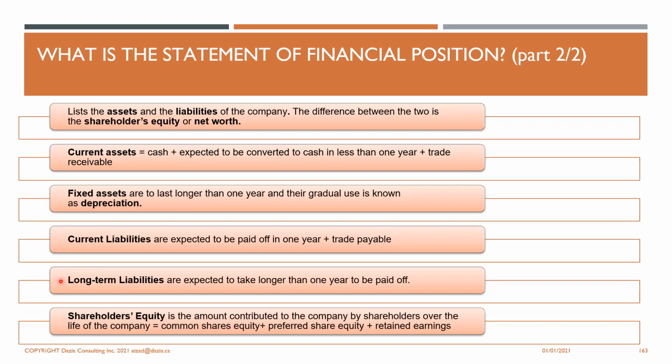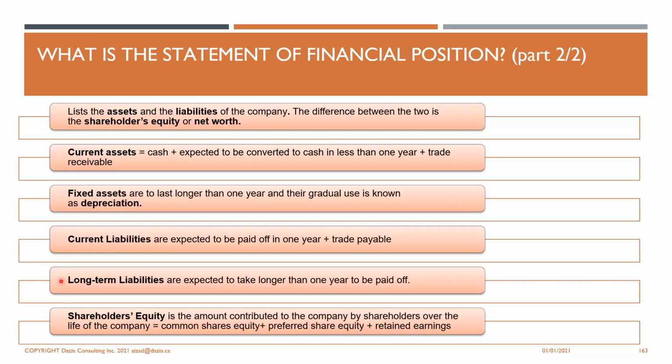The shareholders' equity is the amount contributed to the company by the shareholders over the life of the company. So that is the shareholders' equity. And this, as we mentioned, is equal to, so there's three things. There's common share equity, preferred share equity, and retained earnings.